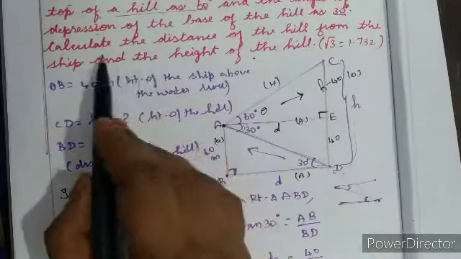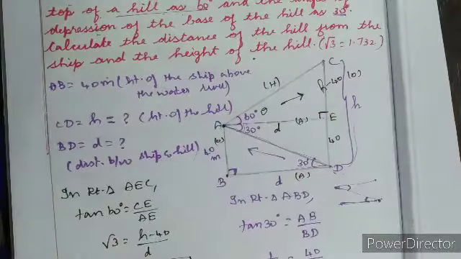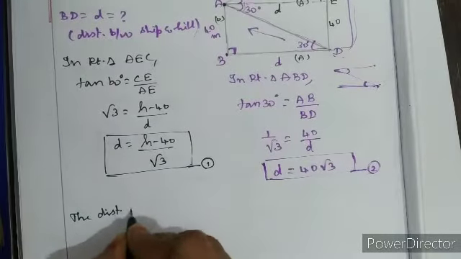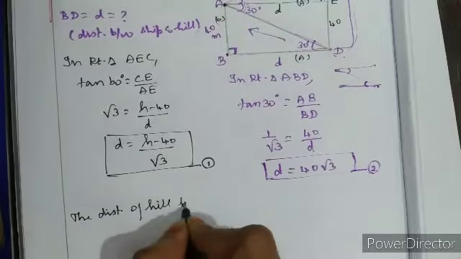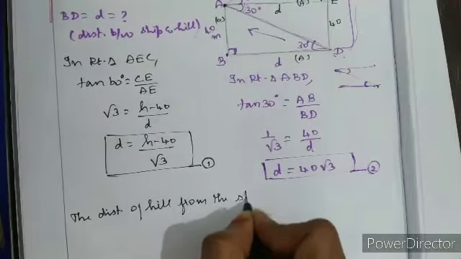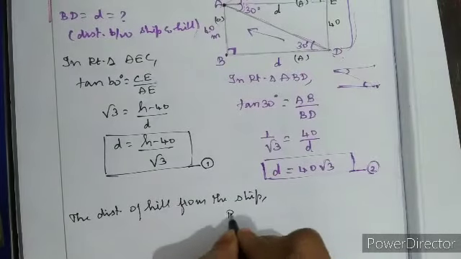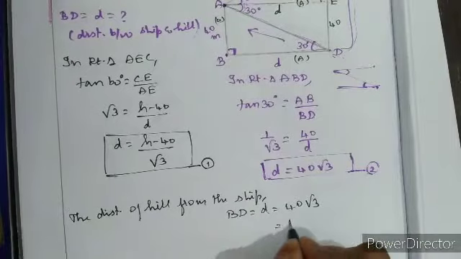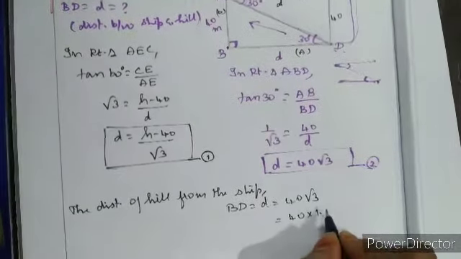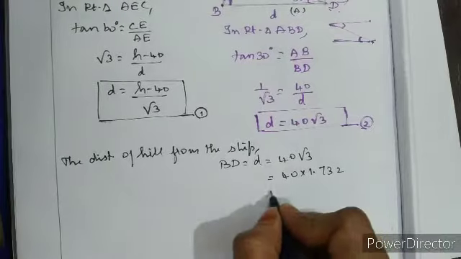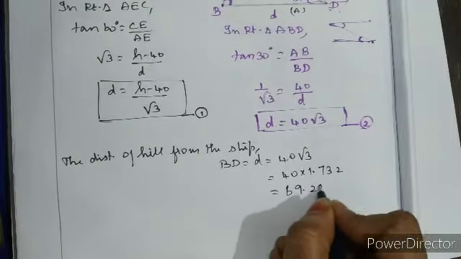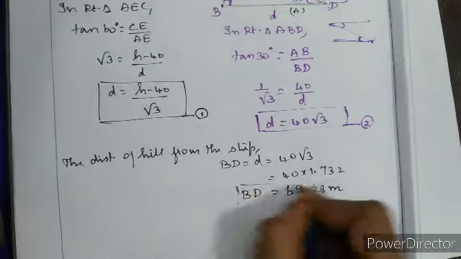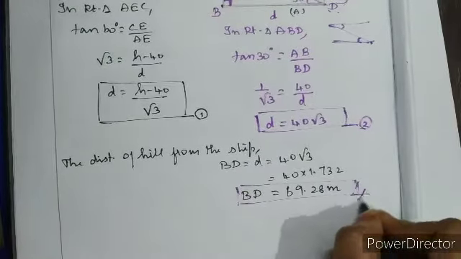So what we have to find: calculate the distance of the hill from the ship, that is given, and we have assumed it as D. Therefore the distance of the hill from the ship, that is BD, is D, which we know is 40 root 3. Therefore I can write this as 40 into root 3, whose value is 1.732, that is equal to 69.28 meters. I have calculated the distance between the ship and the hill. So my first part is over.